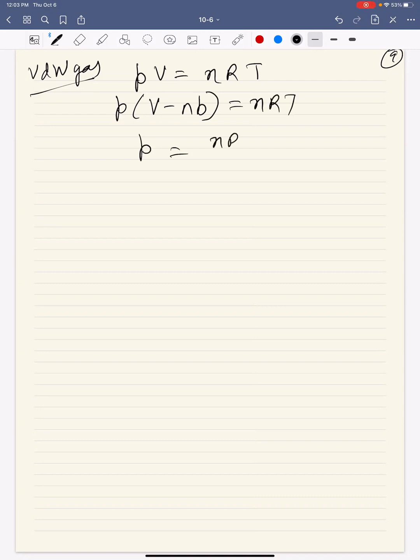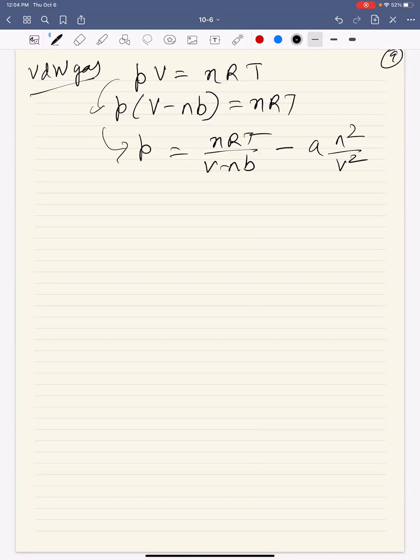So that means P equals nRT by V minus nb. And then you say there is an attractive term also, right? And the attractive term goes as the square of density, so a n squared by V squared. I always forget the formula for the van der Waals gas, and this is how I try to think through it. And then I remember what it is.